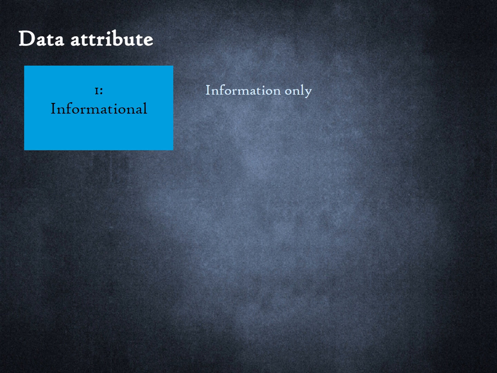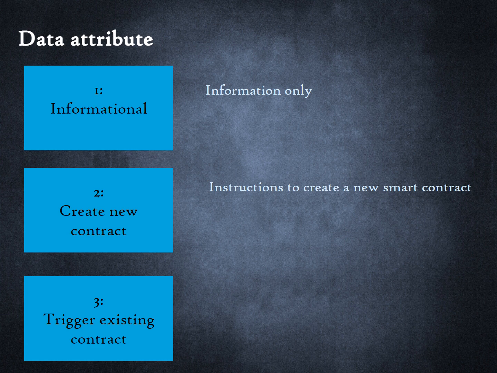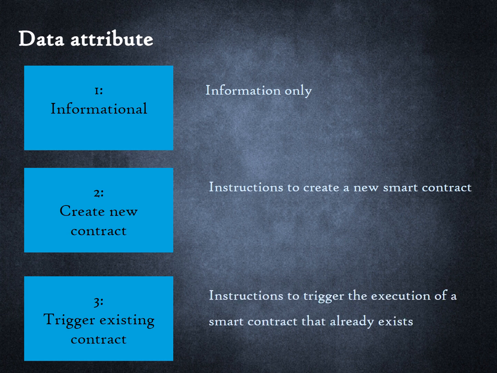The data attribute of a transaction can include instructions to create a new smart contract. The data attribute of a transaction can also include instructions to trigger the execution of a smart contract that already exists. Next, we will look at examples of 2 and 3 above.